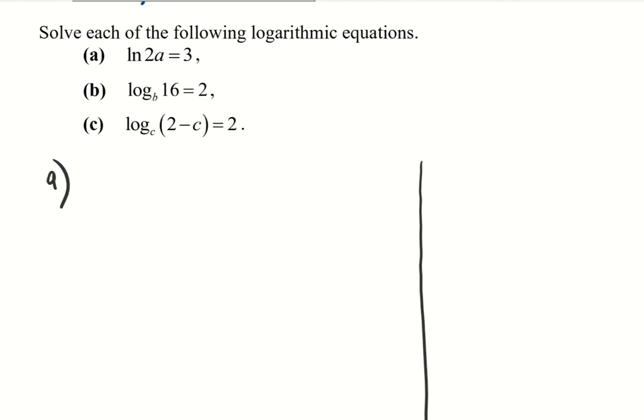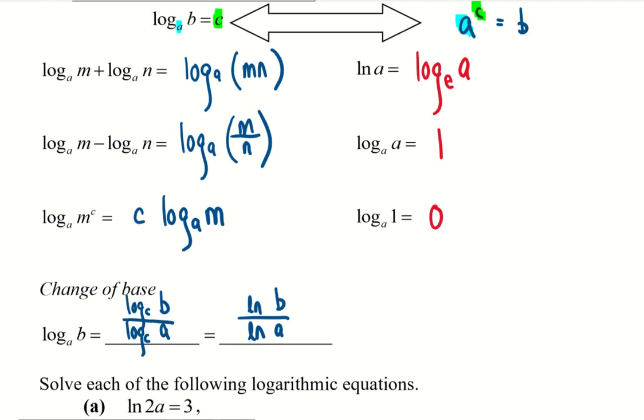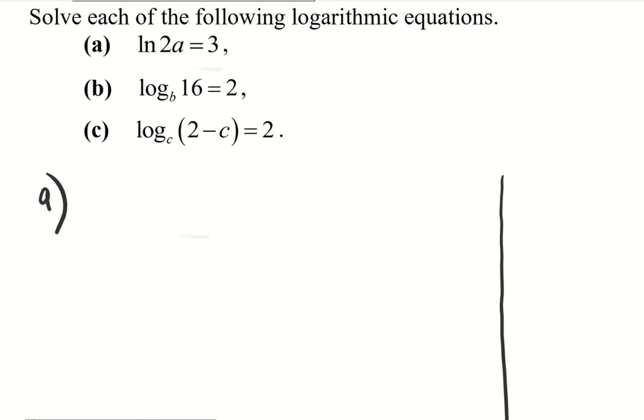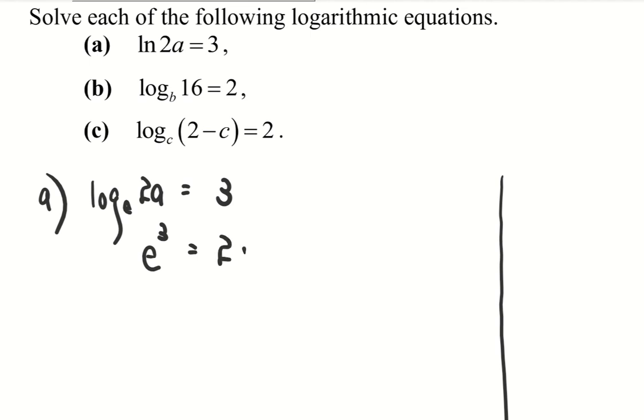Okay, as you can see in part A, ln 2a is equal to 3. Like I said earlier on, ln can be written as log to base e. So I'm going to change the form of ln first. Ln of 2a to base e is equal to 3. Now, since it's a single logarithm equated to a number, I'm going to change it to index form. Okay, remember, what is our base? E. What is our power term? E to the power of 3 is equal to 2a.